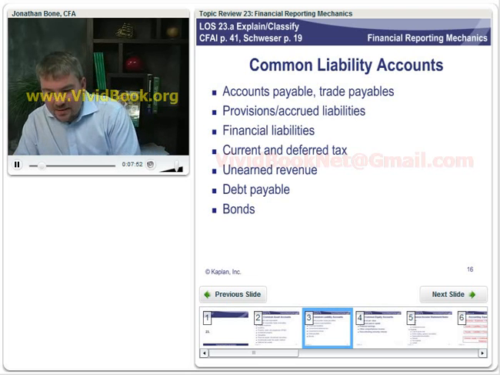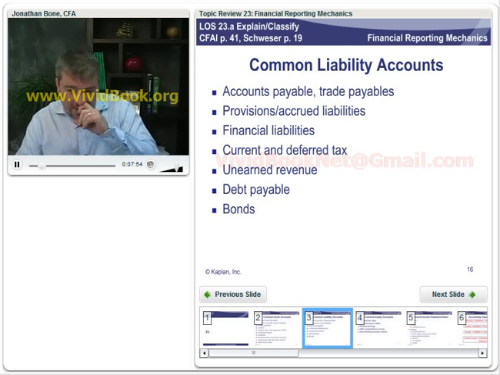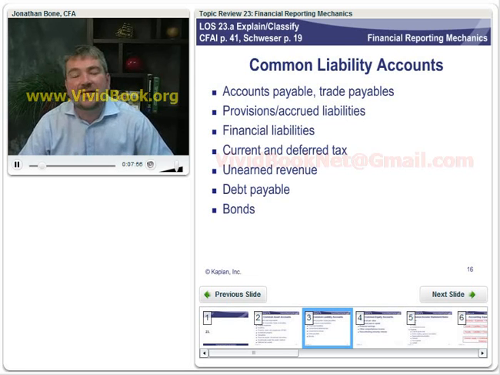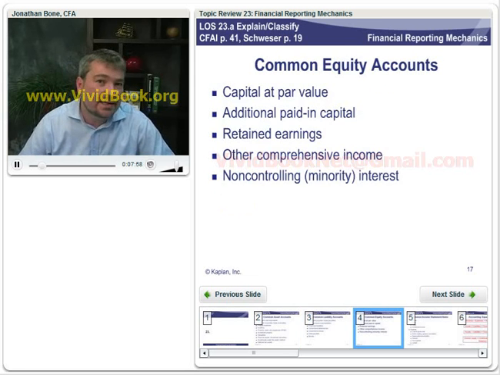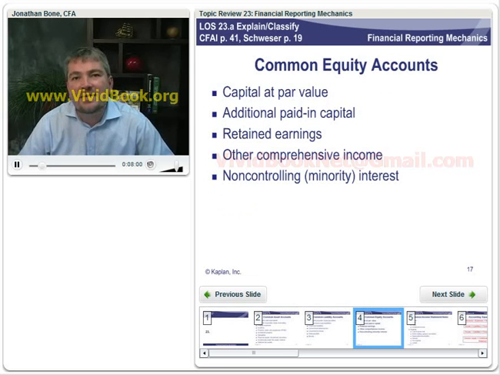Let's turn our attention now to equity. We often refer to equity as a residual, because if we take our assets, subtract our liabilities, anything that's left over belongs to our stockholders. So what are we going to see? We're going to see capital at par value. What happens is the company must assign a par value to its stock. Typically it will be $1 in the US, but it doesn't have to be $1. So they're going to put their capital in at par value.